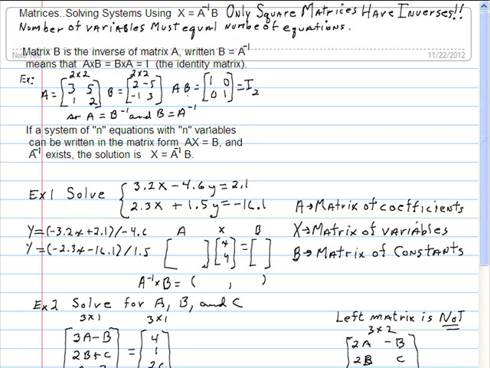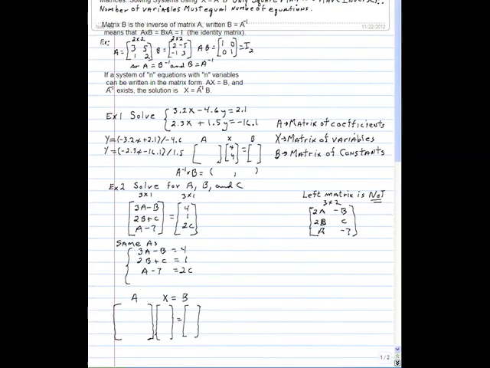If a system of n equations with n variables can be written in the matrix form AX equals B, and if A inverse exists, and it won't always exist, just because A is square doesn't mean it has an inverse. But if it's not square, it doesn't have an inverse. If it is square, it may or may not. If it does, then the solution of your system is given by X, the variable matrix, equal to A inverse B.